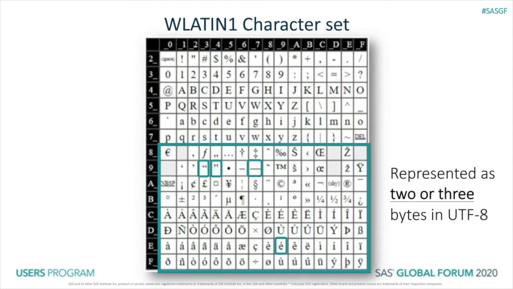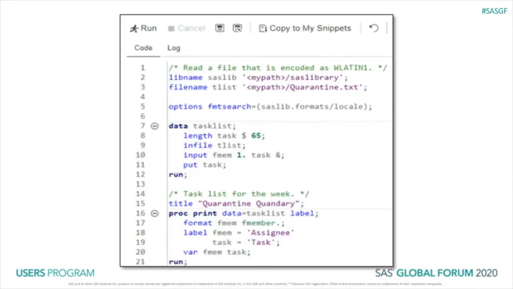The Windows Latin1 encoding is a single byte encoding. That means every character in the character set only requires 1 byte in memory. However, when you convert Windows Latin1 characters to UTF-8, some of those characters require more than 1 byte. There's an excellent document page in the National Language Support Reference Guide that will help you understand this better. I've highlighted those same characters that were highlighted on the previous slide. Let's look at how SAS manages those when it reads in the data.